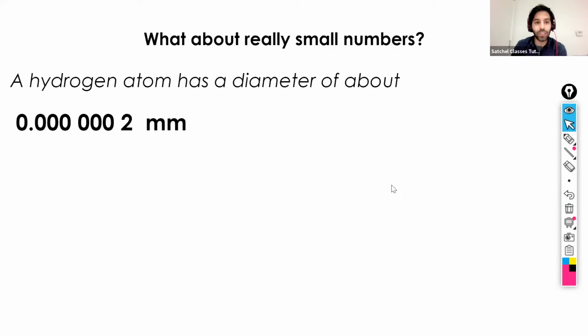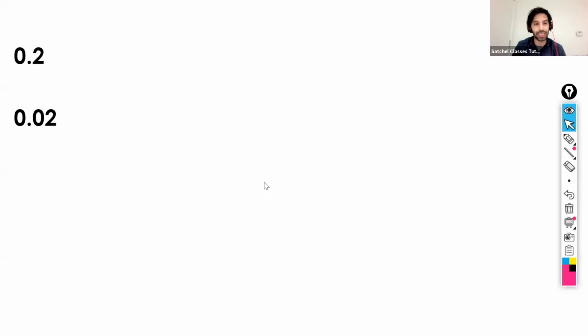So what about really, really small numbers? What we have here is a very small number, and that's 2 10-millionths of a millimeter. It's a very, very small number, and it's unlikely that you'd have to actually say what this number is. Often scientists, and here we're talking about the diameter of a hydrogen atom, would refer to this number in standard form. Now, before we write this number in standard form, I'm going to use a slightly easier example.